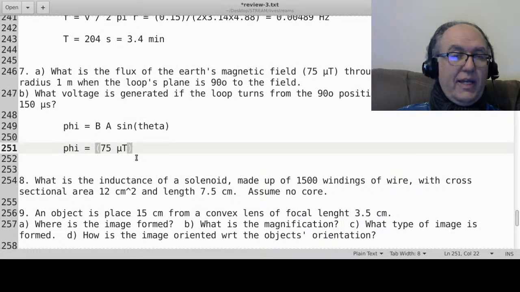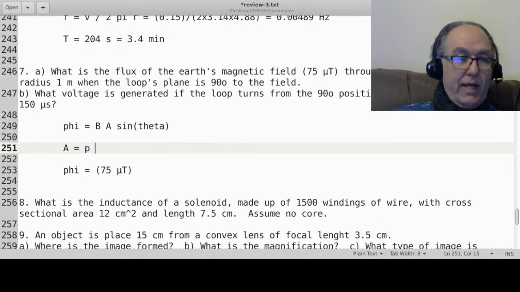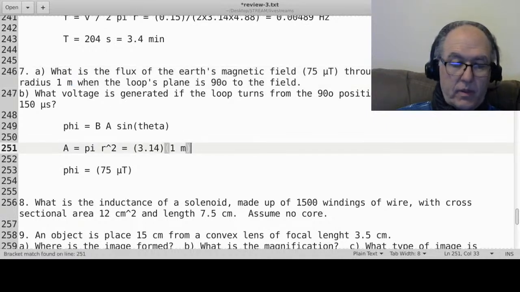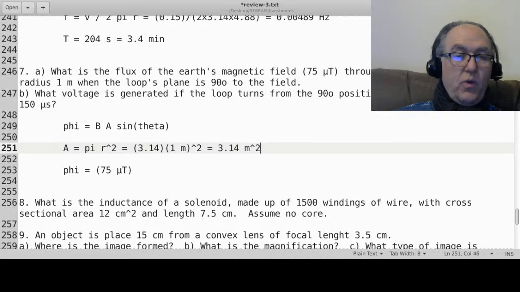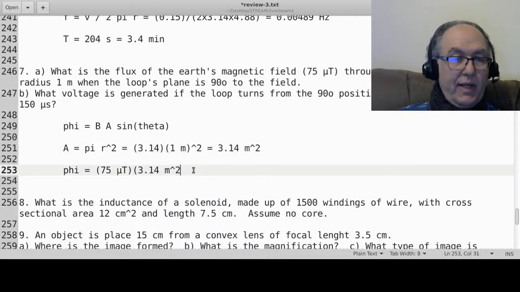And I guess I should have calculated the area of the loop first. That's easy enough to do. The area of the loop, it's a circular loop, so it's going to be pi r squared. Pi is 3.14, and r, I made really easy. I made it 1 meter, squared. And so the area is going to be 3.14 meters squared. So for B, we have 75 milliteslas. For A, we have 3.14 meters squared.